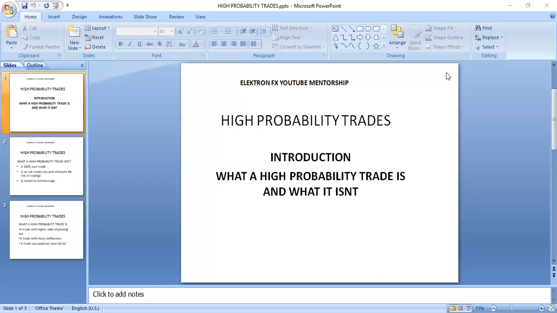For us to understand what a high probability trade is, we have to understand what probability means in the first place. For instance, when you throw a die, a die has six sides. If you throw a die once, the probability of getting a 6 is 1/6. That means the chances are just 1 out of 6. There are 6 possible ways the die could turn up. It could be a 1, a 2, a 3, a 4, a 5, or a 6. But the probability of getting a 6 is just 1/6. That is how probability works.